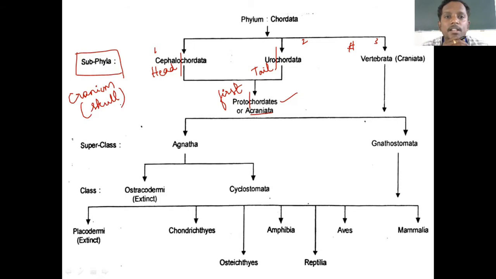Protochordates or cephalochordata and urochordata did not have a skull. Their brain was not covered by a bony structure or a cartilaginous structure, so they did not have a skull, so they are called acraniates. A refers to absent, cranium refers to skull. Now you see vertebrata, I did not explain vertebrata yet, but the cranium word I am going to explain. Cranium or craniata refers to skull.